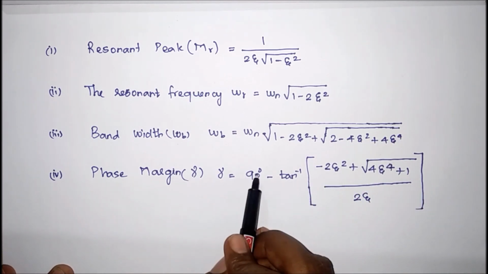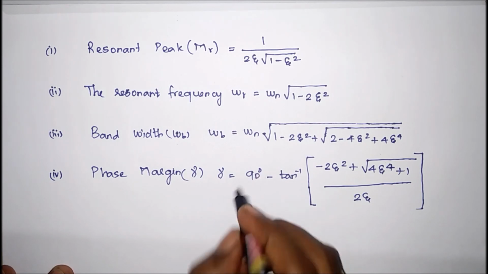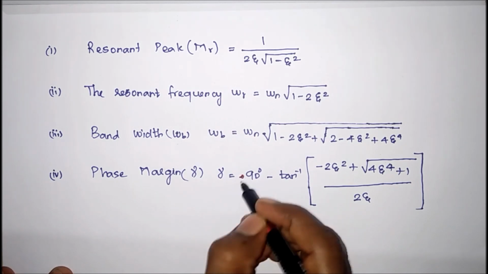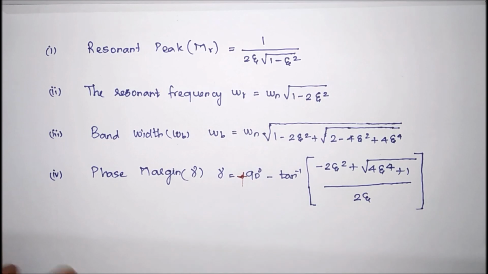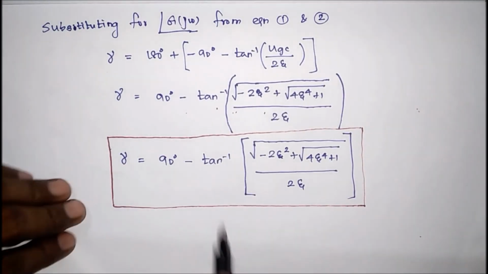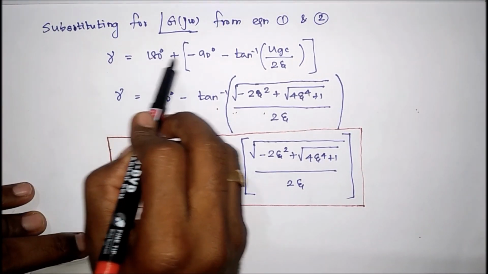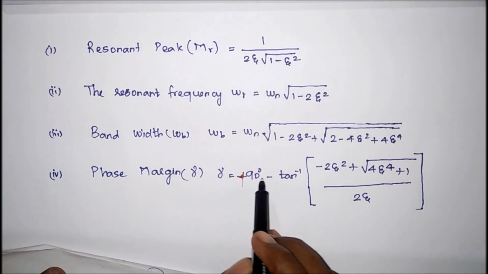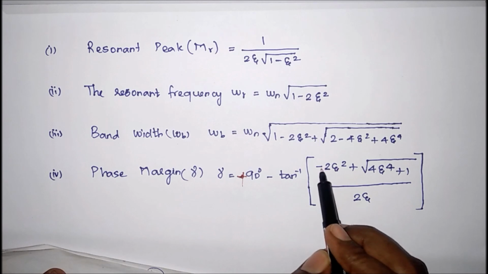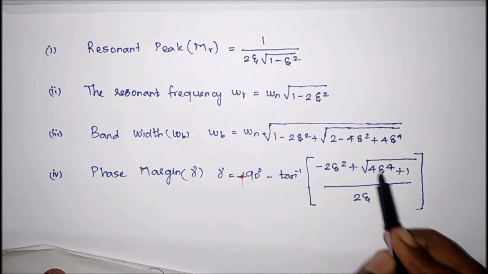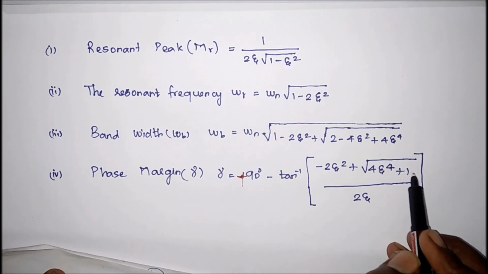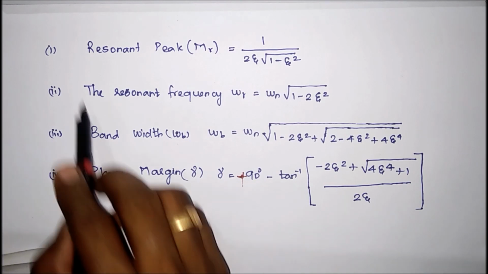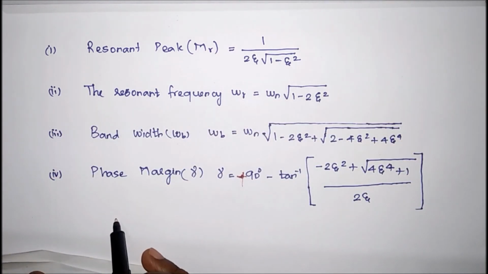Phase margin equals minus 90, or rather minus plus 90. Here plus, because here 180 degree, here minus 90, so it will become plus 90. Therefore plus 90 minus tan inverse of minus 2 eta square plus square root of 4 eta power 4 plus 1, divided by 2 eta. So these four are the frequency domain specifications of a second order system.